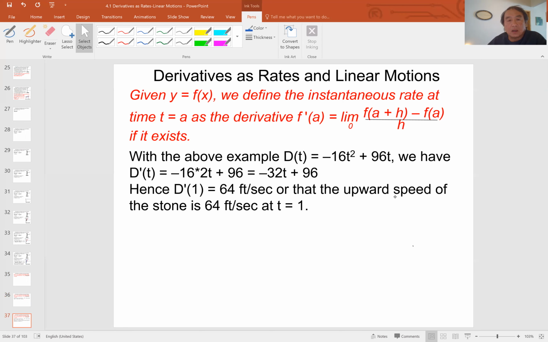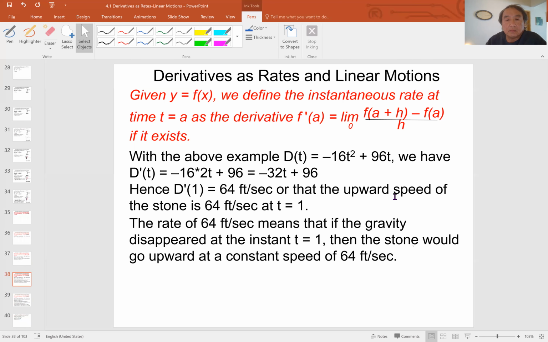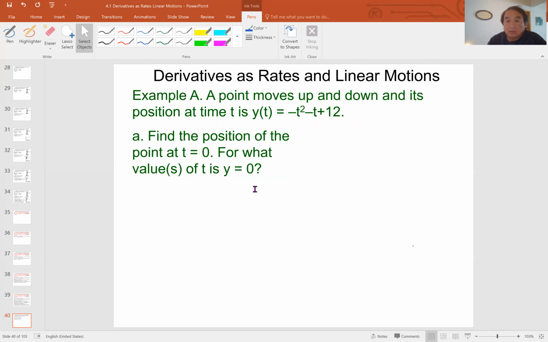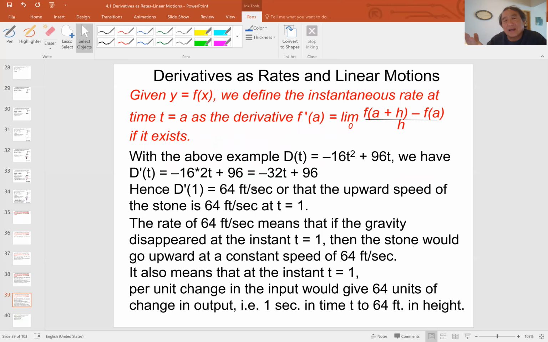So, for example, if I take the derivative of these, at 1 second, plugging in formulas, we calculate its instantaneous speed at 1 second is 64 feet per second. And so, meaning that if at that instant the gravity disappears and the thing floats, traveling at the same speed, then it will travel at a fixed constant speed of 64 feet per second along the tangent line.